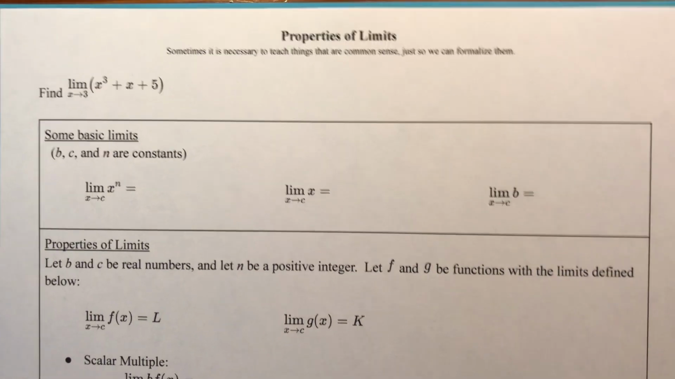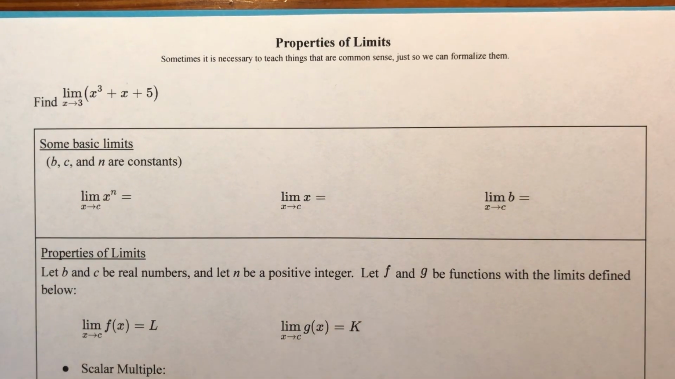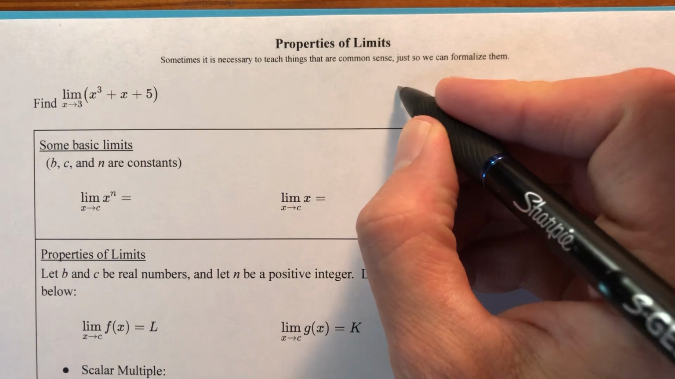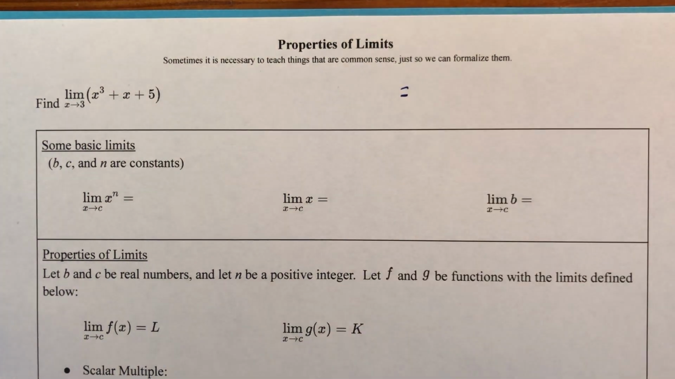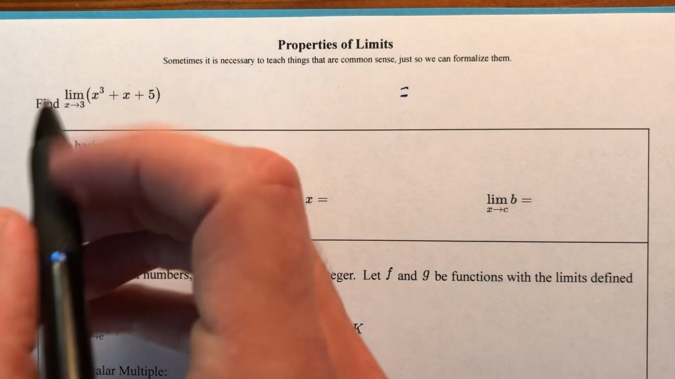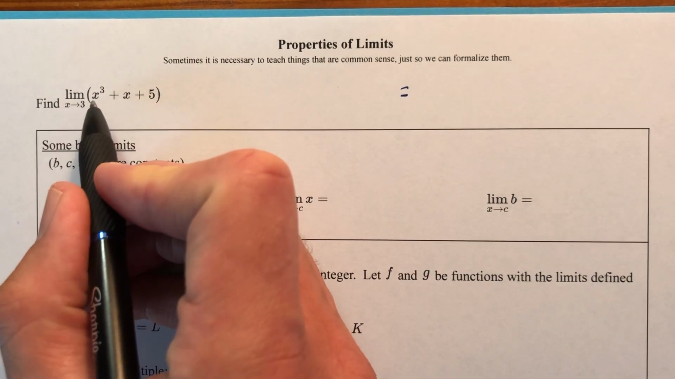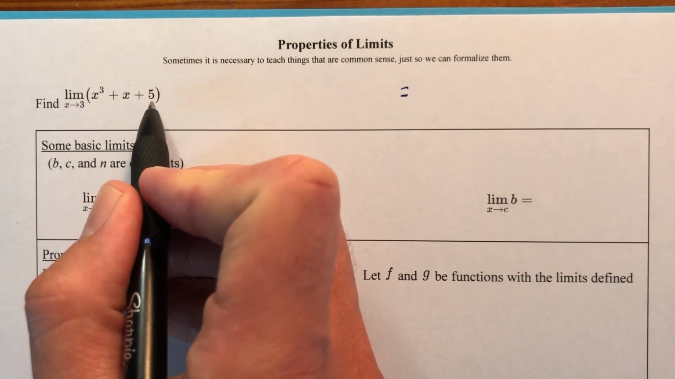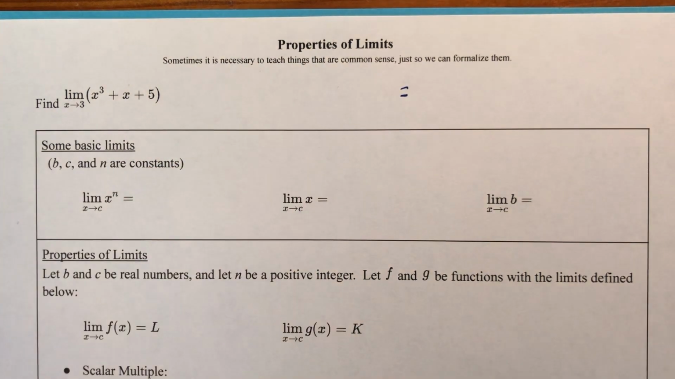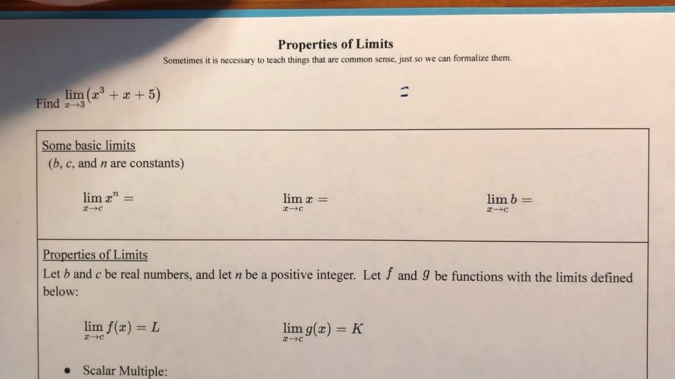Properties of limits. Sometimes it's necessary to teach things that are common sense just so we can formalize those things. So let's do that. Let's make a big gap here because I want to explain some stuff in the middle, but I want to jump to the end first. Is it okay for me to plug a 3 in straight here, here, here? Well, not here, but is direct substitution okay?